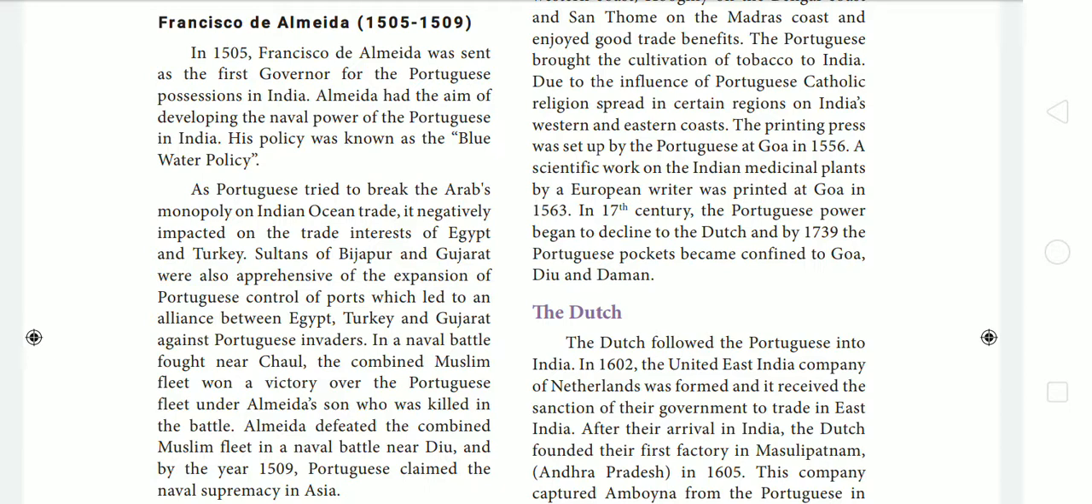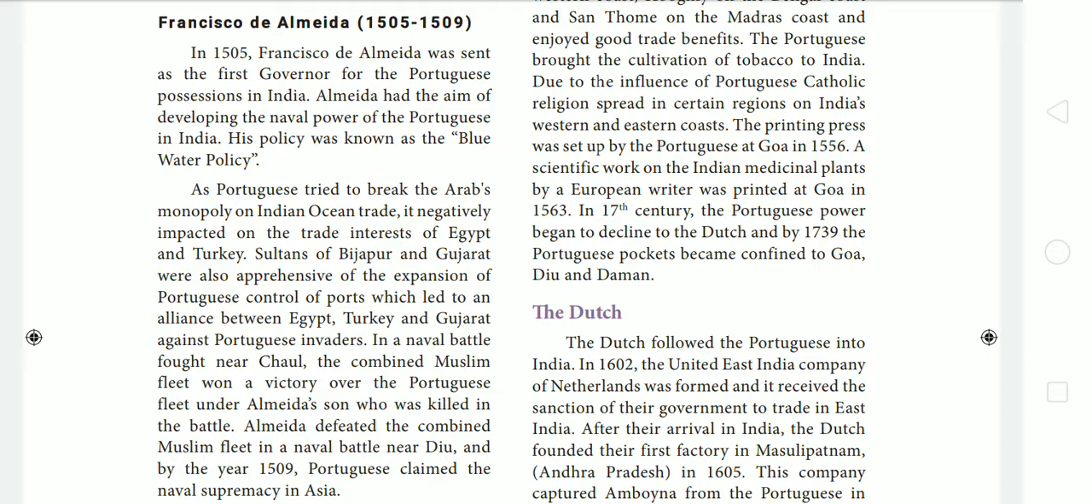Almeida had the aim of developing the naval power of the Portuguese in India. His policy was known as the Blue Water Policy, because he had to make the naval power of the Portuguese strong. So his policy was known as the Blue Water Policy.